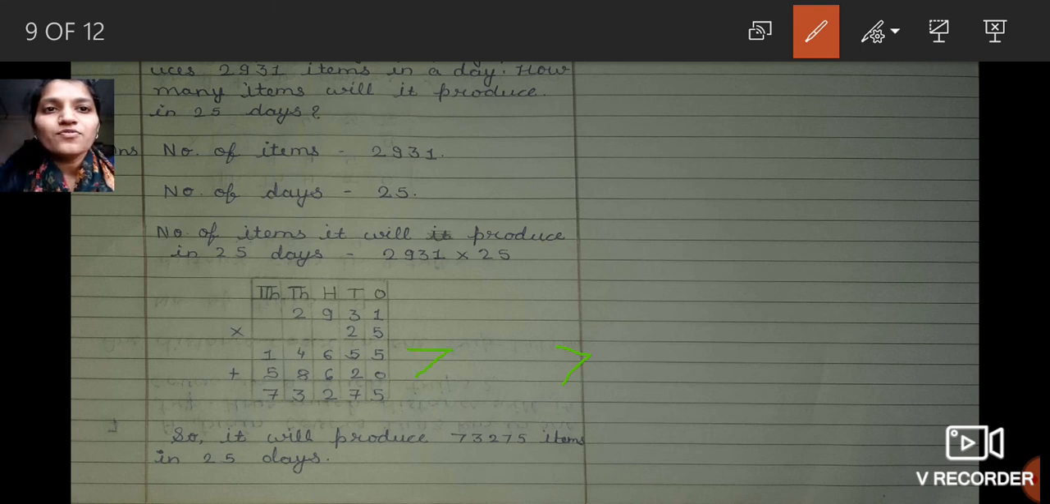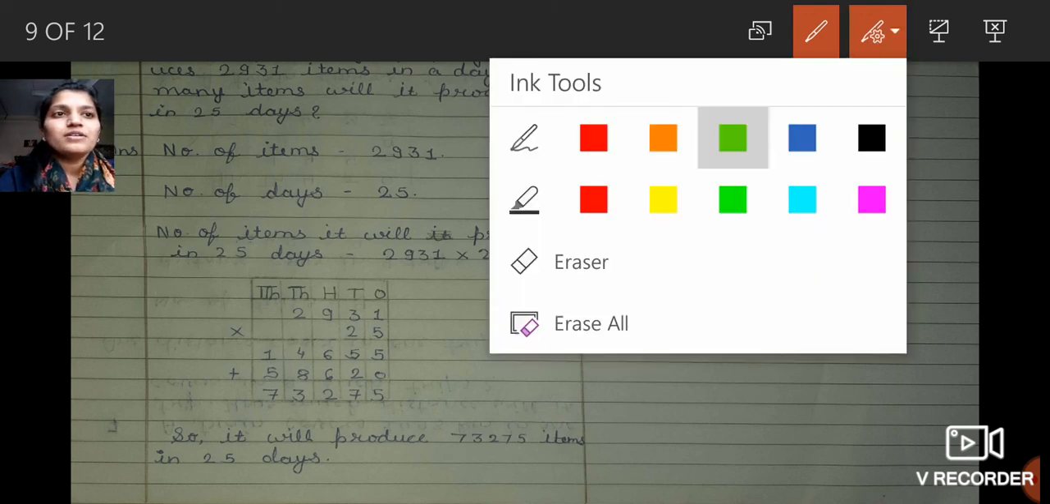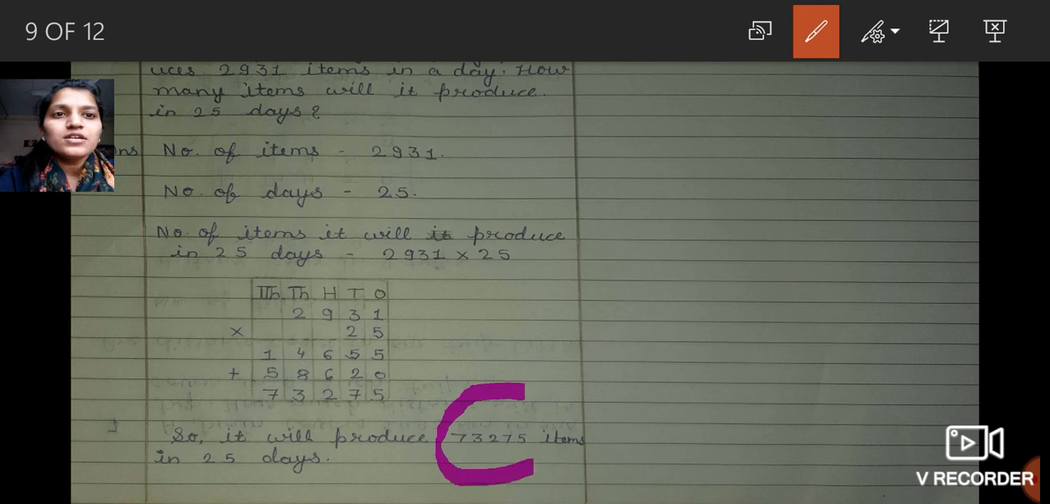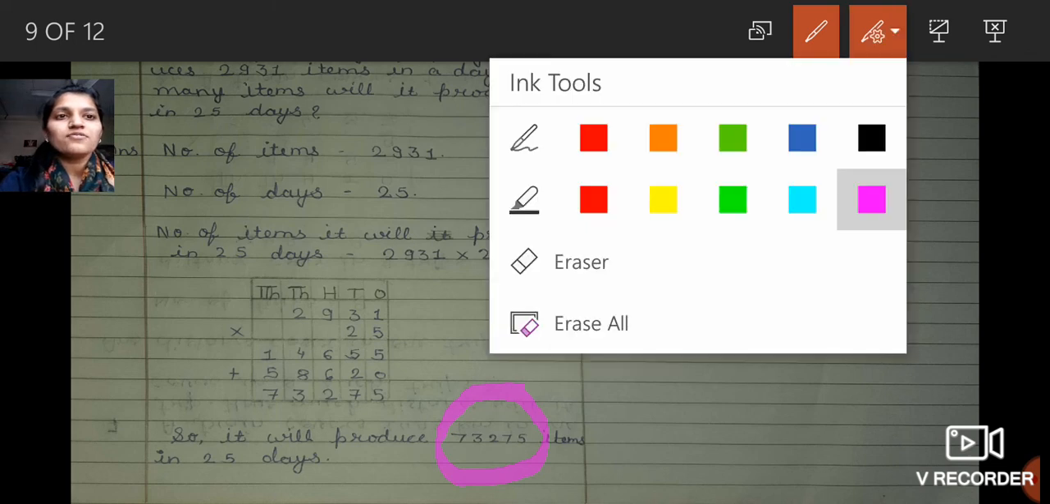So 5 plus 0, 5. 5 plus 2, 7. 6 plus 6, 12. 2 here, 1 will be carry over. 4 plus this one, 5. 5 plus 8, 13. So 3 here, 1 again carry over. 5 plus 1, 6, and this one, 7. So what is our final answer? 73,275. So now we are going to write our final answer. So it will produce 73,275 items in 25 days. Okay, so this is our final answer.